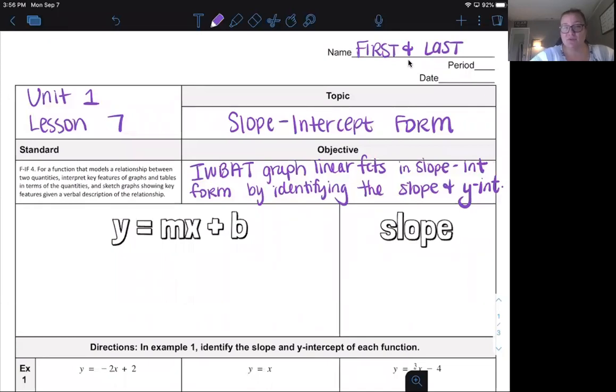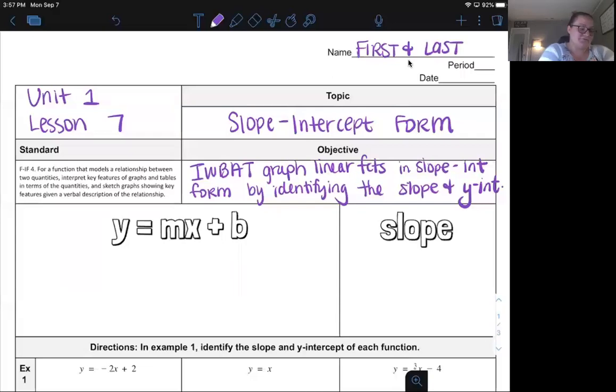This should be a review of something that you learned and mastered in Algebra 1. Don't forget to put your first and last name at the top right-hand corner of your notes, along with the period and the date, and make sure that you're writing everything down as we go. So today's objective is: I will be able to graph linear functions in slope-intercept form by identifying the slope and the y-intercept.